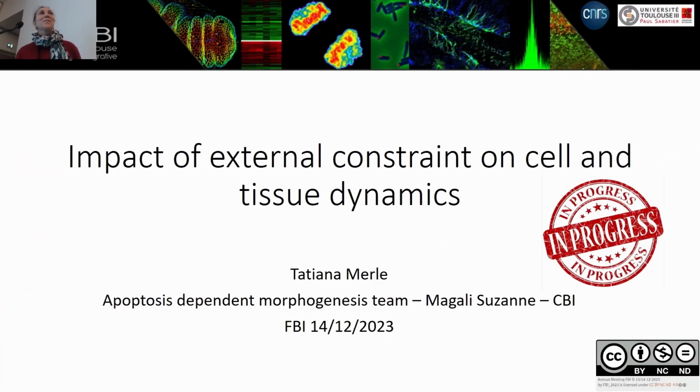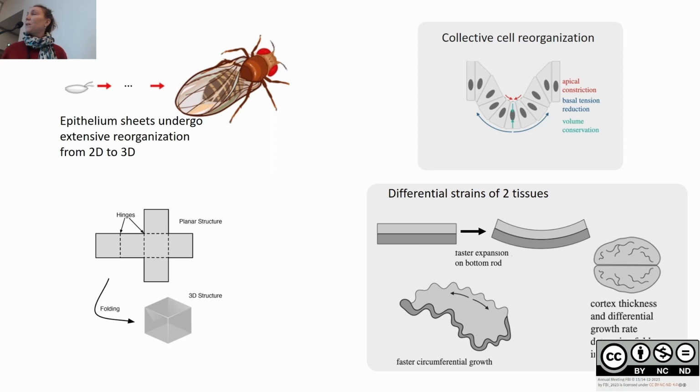Okay. So hi everyone, I'm Tatiana, I'm a postdoc in Magali Suzanne's group. And today I'm going to talk about the impact of external constraint on cell and tissue dynamics. In the lab, we are studying morphogenesis and how epithelium sheets undergo extensive reorganization and how they go from 2D flat tissues to 3D complex shapes. And one really good mechanism to do that is folding.